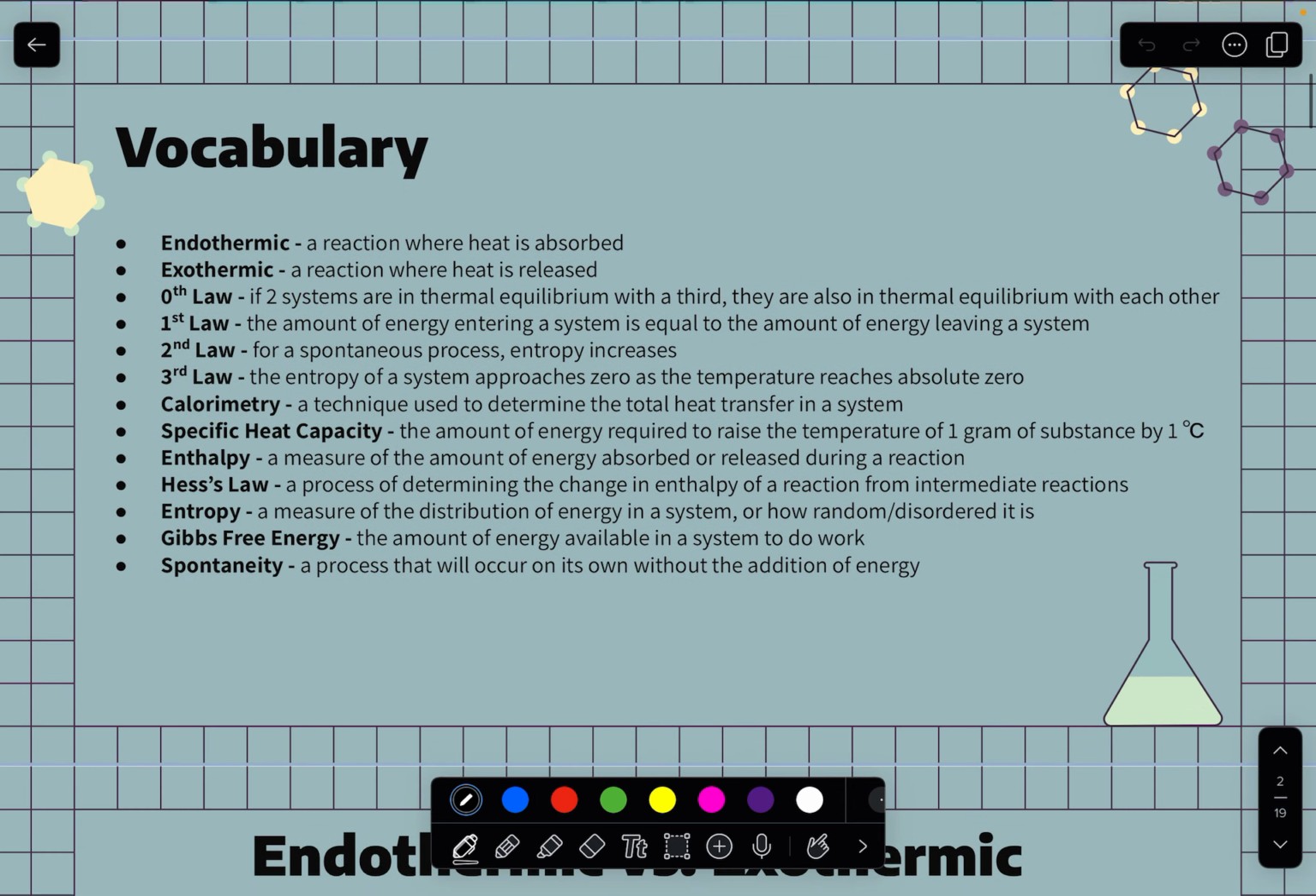Okay, so starting off with some vocabulary, we'll have endothermic and exothermic. We'll have the 4 laws of thermodynamics, talk about calorimetry and specific heat, enthalpy, Hess's law, entropy, Gibbs free energy, and spontaneity. All right, so hopefully a lot of this you've heard before in 10th grade chemistry. You should have, I think, talked about all of this, if I'm being honest. Nothing here should really be new to you, but we'll jump right in.